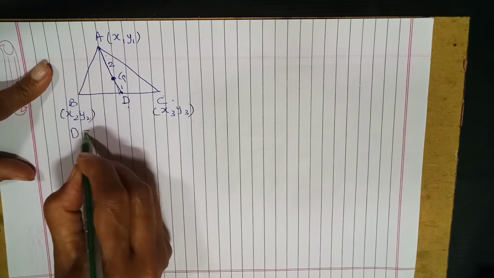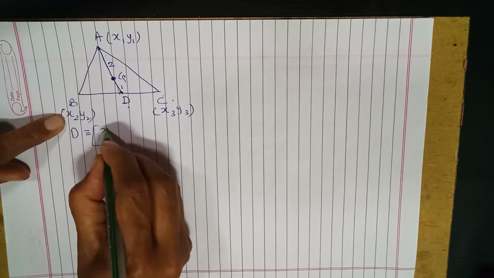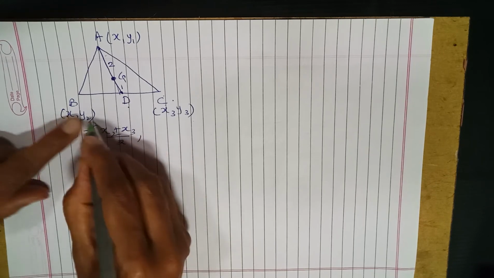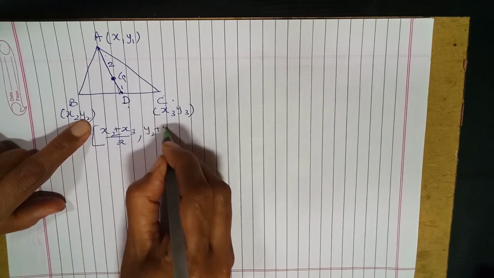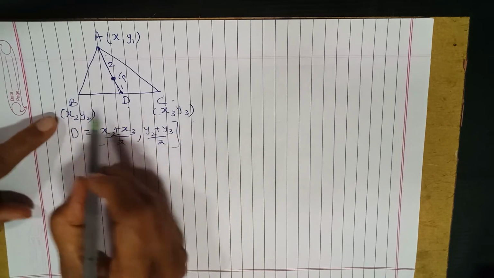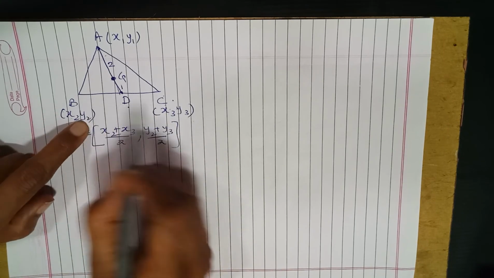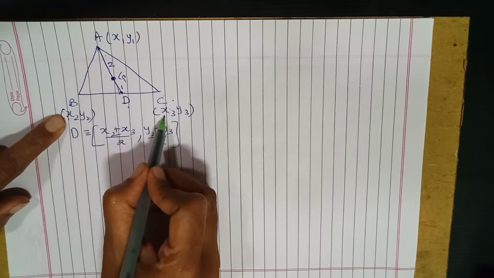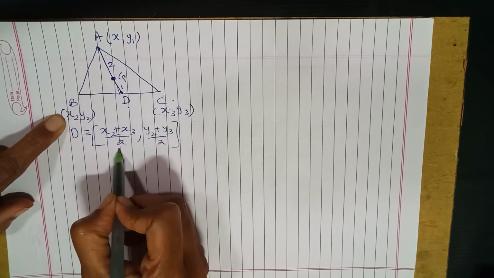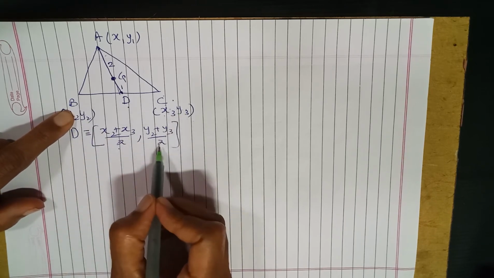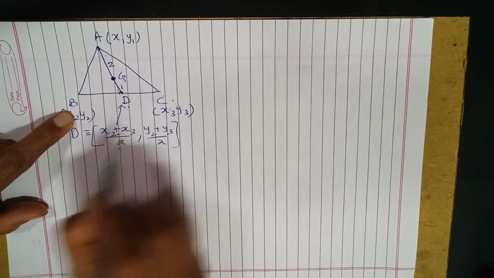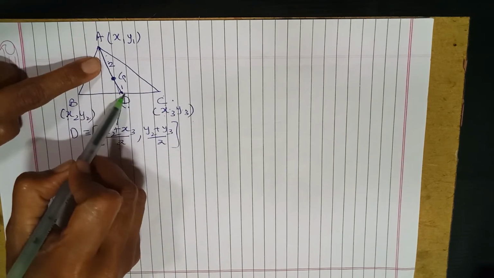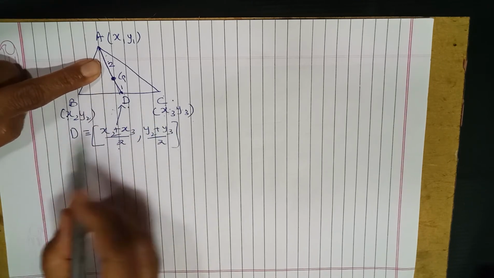Now you know D is the midpoint of BC. So what will be the coordinates of D using the midpoint formula? It will be nothing but x2 plus x3 upon 2 and y2 plus y3 upon 2, right? That is the midpoint formula, x1 plus x2 upon 2, y1 plus y2 upon 2. So here x1 is nothing but x2 and x2 is nothing but x3. So addition of these two x coordinates divided by 2. Addition of the two y coordinates divided by 2. So now this has become my coordinate of D. Now I know A, I know D, I know the ratio 2:1. I can find out G.